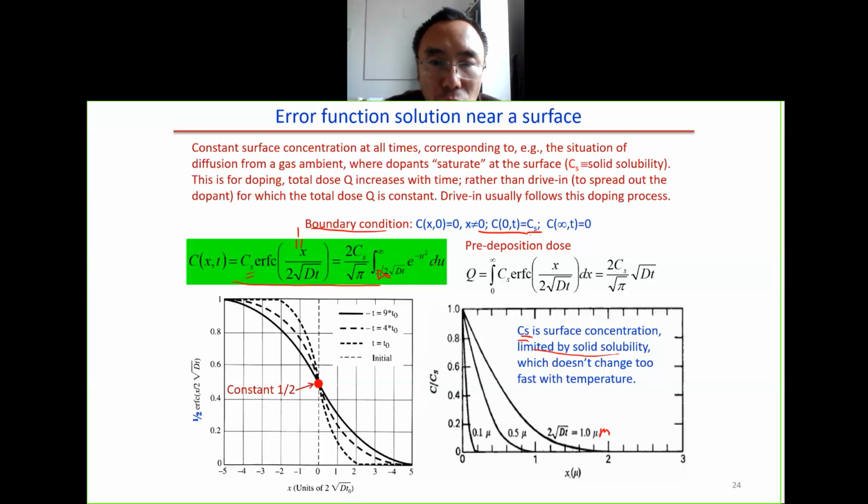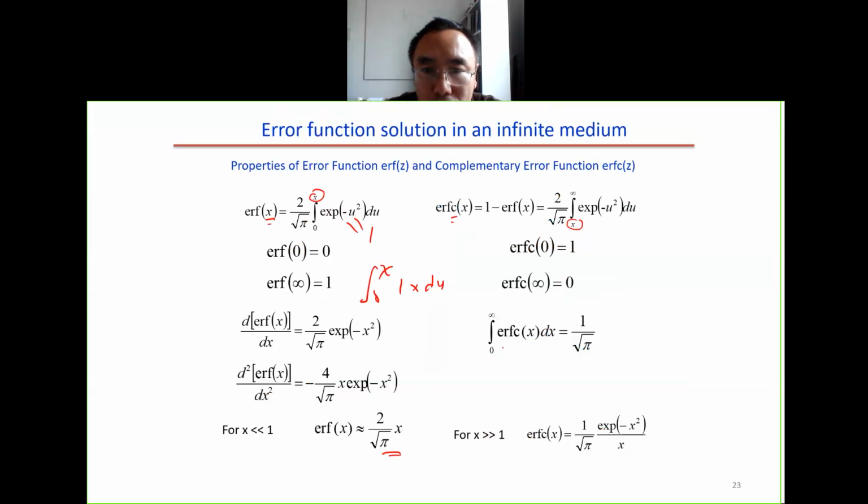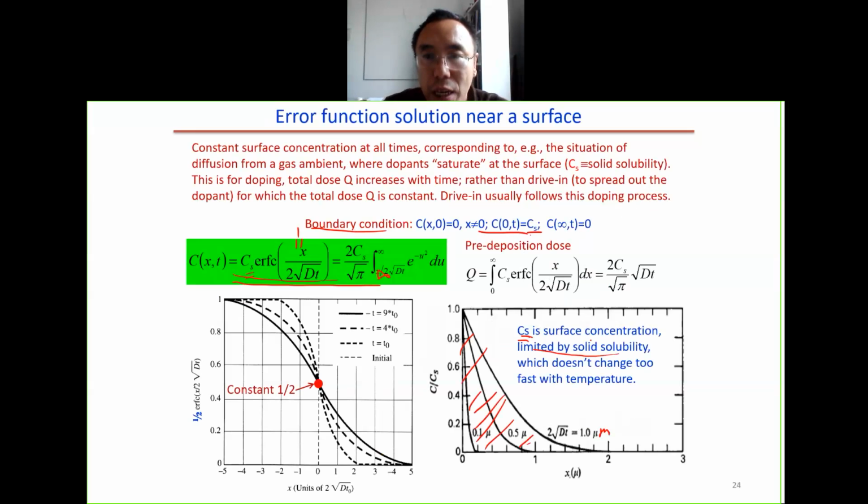Then the total dose. We want to know what the total dose is. The total dose is given by the integration from 0 to infinity of this formula dx. We have seen that the integration of the complementary error function is given by 1 over square root of pi. Then we get this formula. So this is the dose for the pre-deposition.